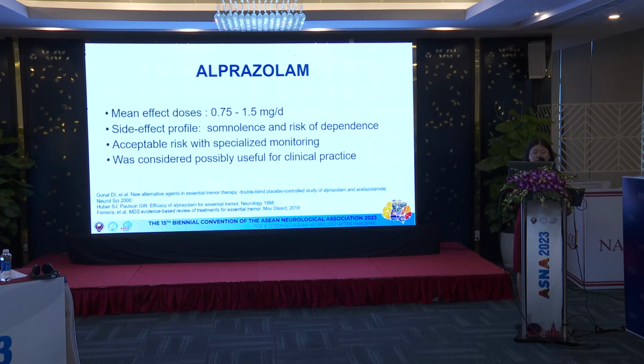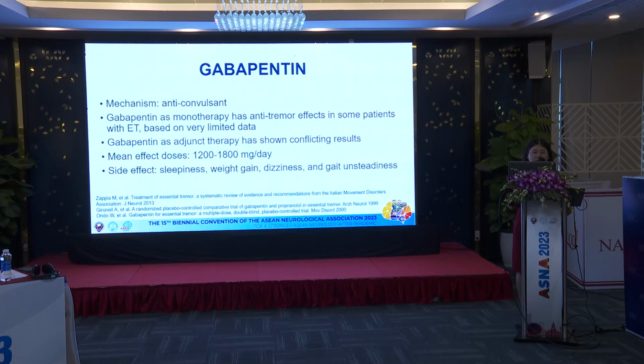Alprazolam was considered possibly useful for clinical practice, and side effects include somnolence and a risk of dependence. Gabapentin is an anticonvulsant medication. Gabapentin as monotherapy had anti-tremor effects in some patients with ET, but on very limited data. Gabapentin as an add-on therapy has shown conflicting results, and side effects include sleepiness, weight gain, dizziness, and gait unsteadiness.